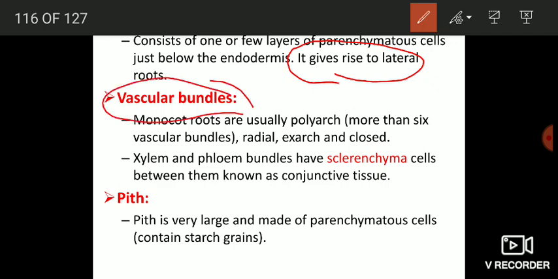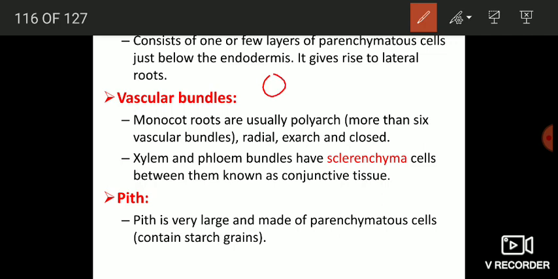Then the vascular bundles, monocot roots are usually polyarch. It means that they have more than 6 vascular bundles. Okay, and these vascular bundles are radial, exarch and closed. Let us make it here. This is one xylem group, this is another, 4, 5, 6, 7, 8. Okay, ये एक xylem group है, ये दूसरा है. ओके, ये तीसरा है. So you have more than 6 vascular bundles.